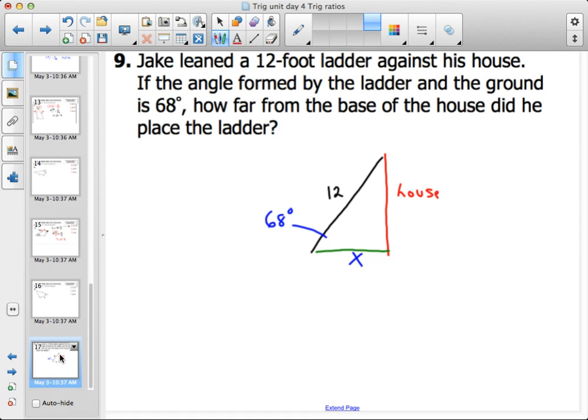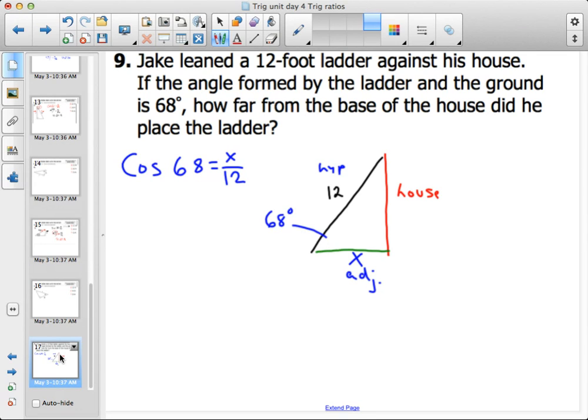Okay, so we're going to solve this problem using that trig idea. In this example, we know the hypotenuse. We're trying to solve for the adjacent side length. Adjacent means it's touching the angle of reference, and it's not the hypotenuse. So adjacent and hypotenuse, that means we're using cosine. So we use cosine of a 68-degree angle and set it equal to the adjacent x over the hypotenuse 12.